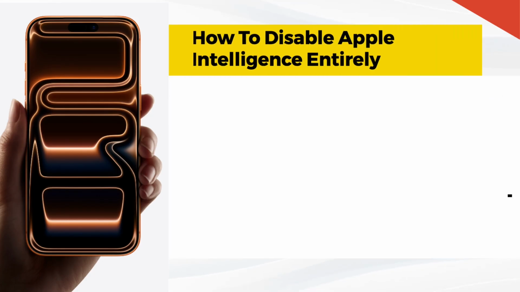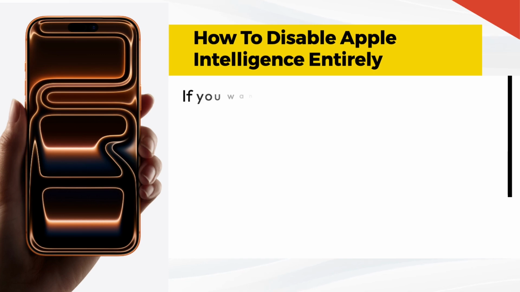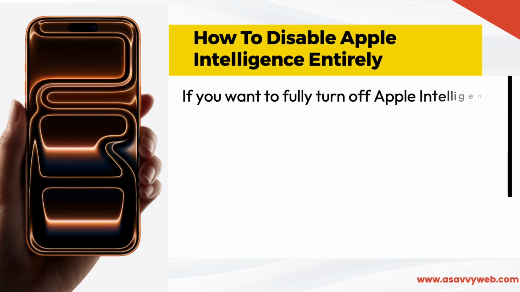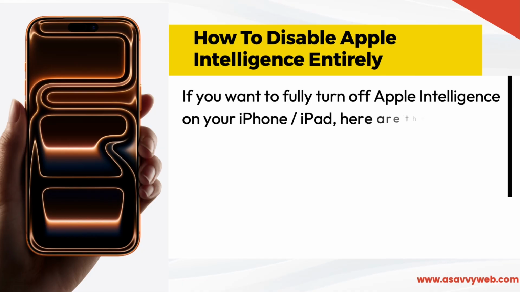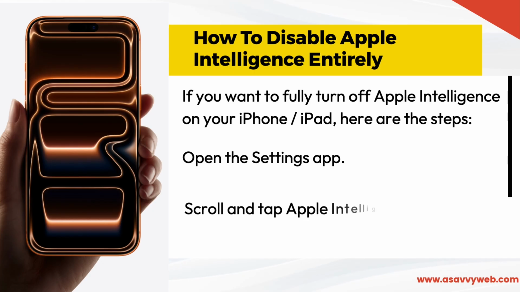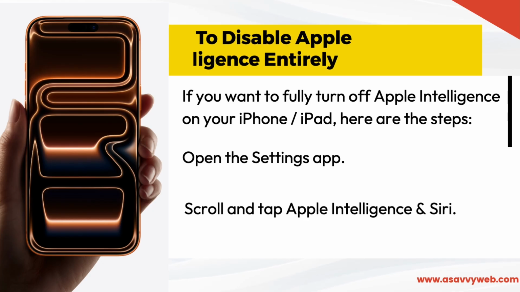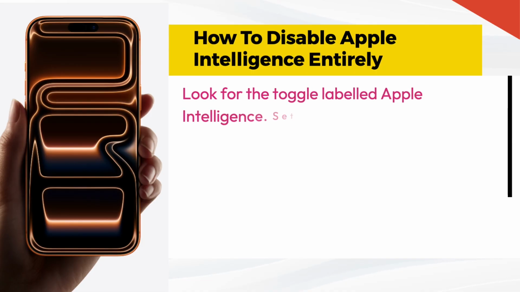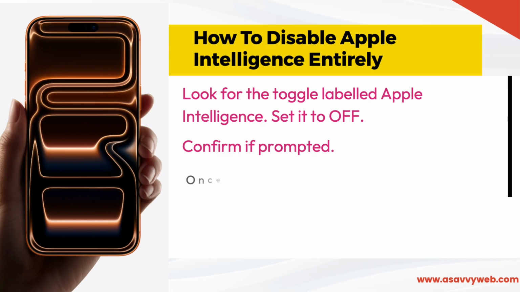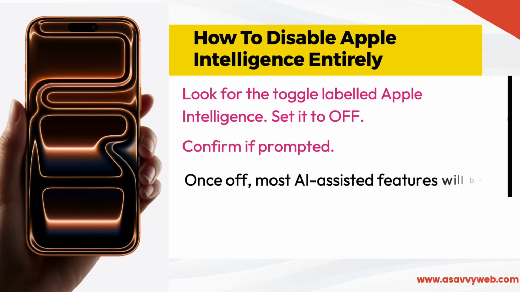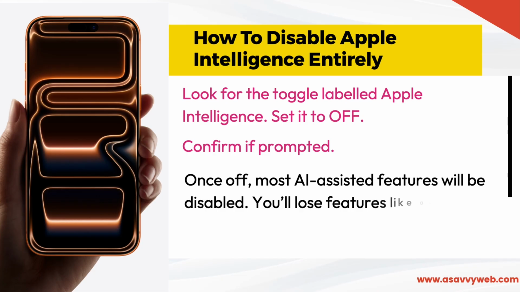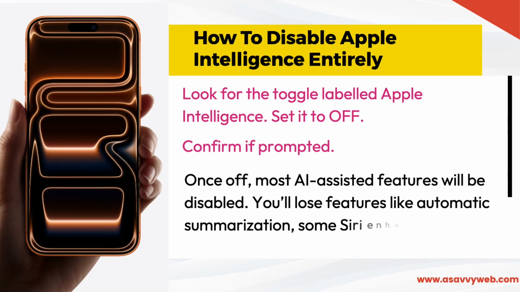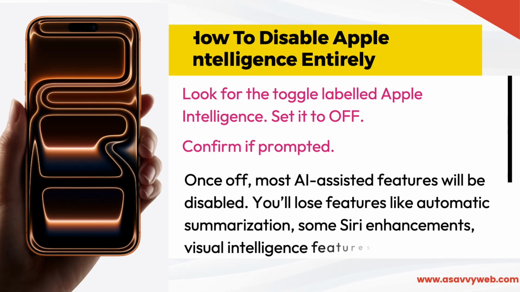How to disable Apple Intelligence entirely. If you want to fully turn off Apple Intelligence on your iPhone/iPad, here are the steps. Open the Settings app. Scroll and tap Apple Intelligence and Siri. Look for the toggle labeled Apple Intelligence. Set it to off. Confirm if prompted. Once off, most AI-assisted features will be disabled. You'll lose features like automatic summarization, some Siri enhancements, visual intelligence features, etc.